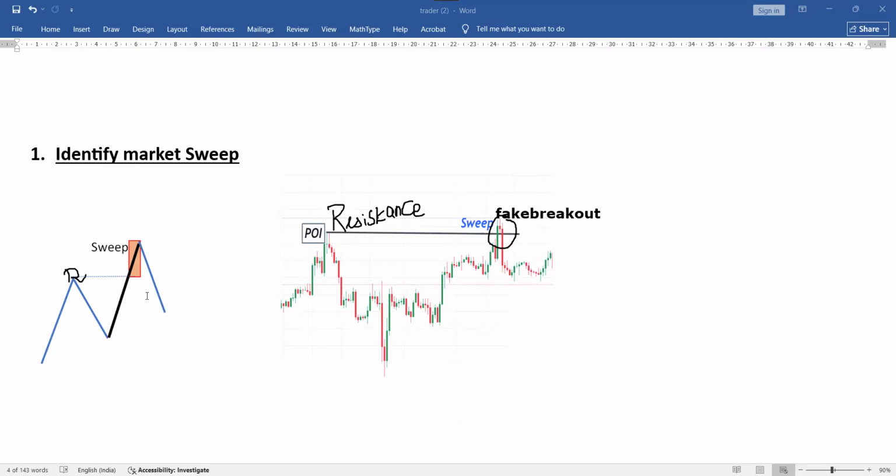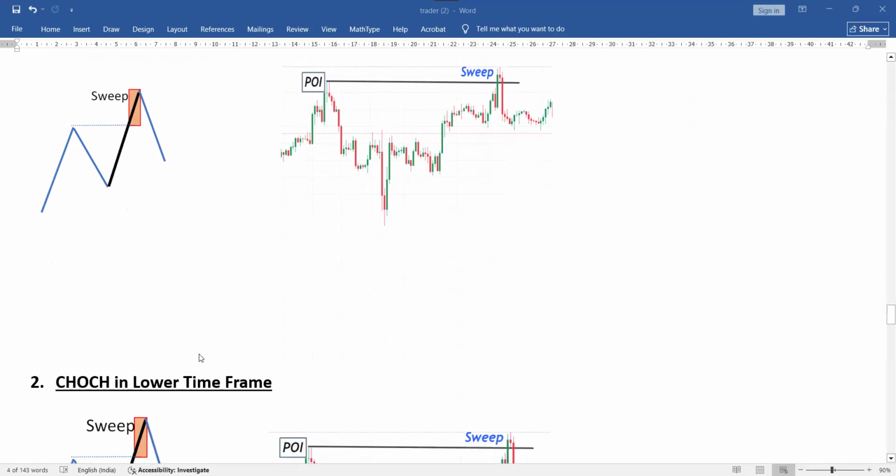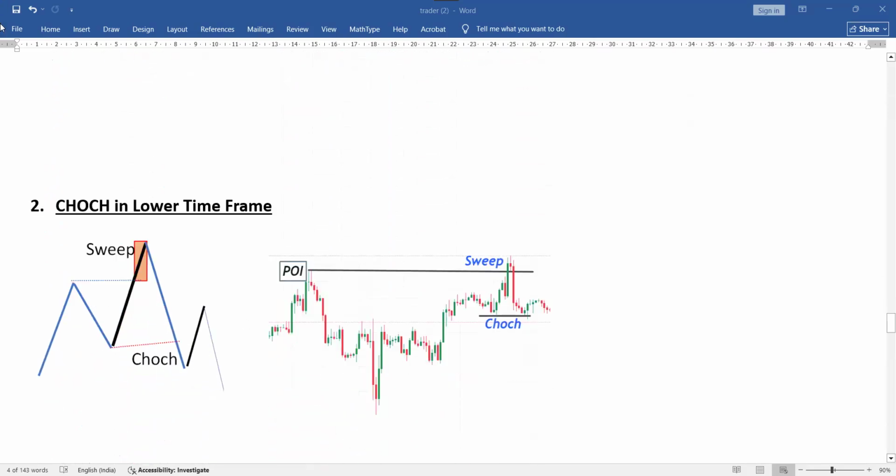What is the second point you need to work on? The second point is you need to find the change of character in the lower time frame. So the sweep, after the sweep, you don't want to see it in the same time frame.